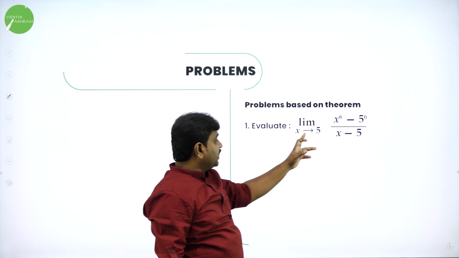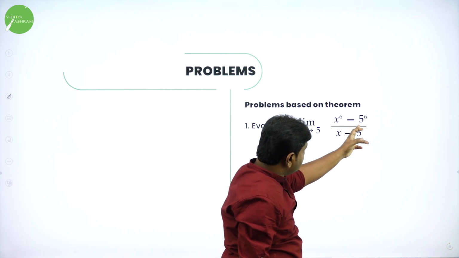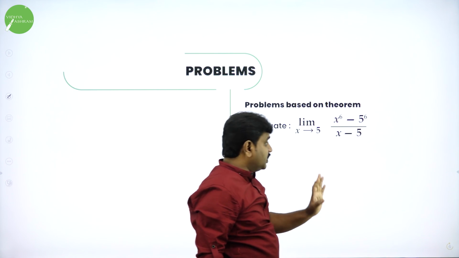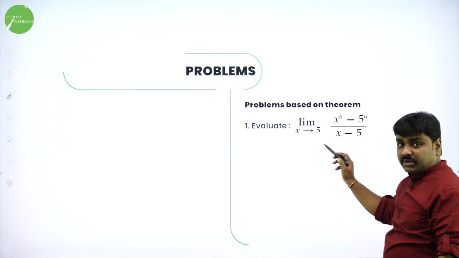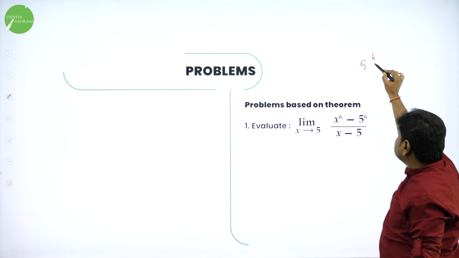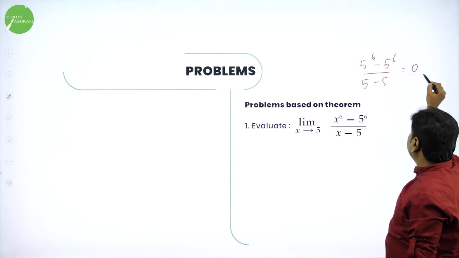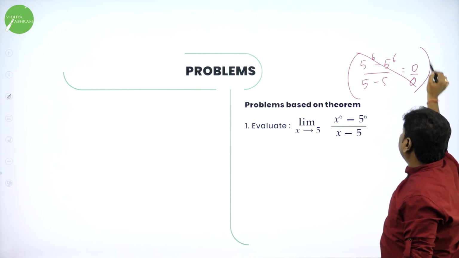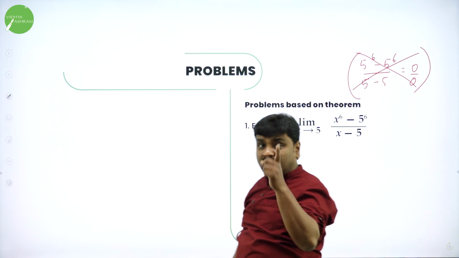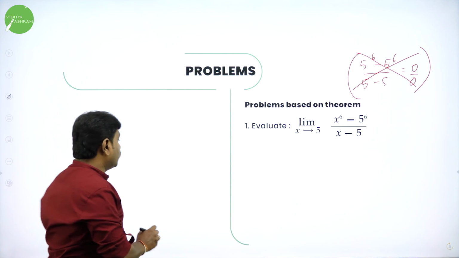Evaluate limit x tends to 5, (x^6 minus 5^6) by (x minus 5). See, now all of you know what is meant by limit x tends to 5. In the place of x, if you put 5, it will become (5^6 minus 5^6) by (5 minus 5). So, it will become 0 by 0. When you apply limit, you should not get this form, all of you know. That's why now we have to use the theorem.